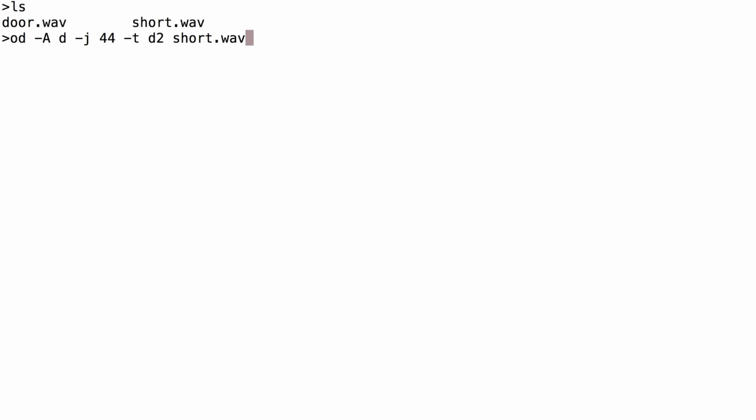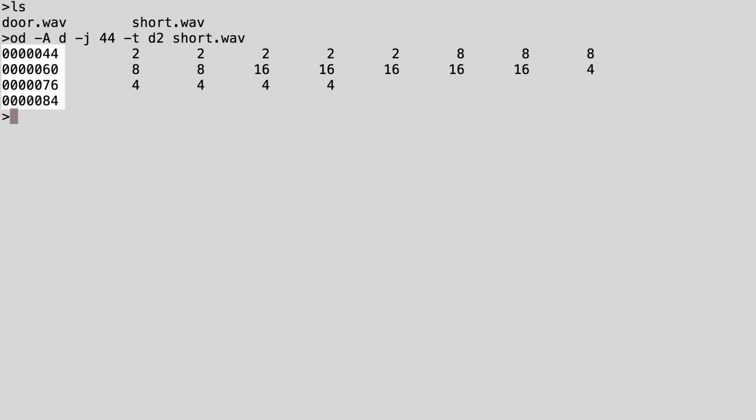Let's try it. In the leftmost column, OD provides the file position for the bytes given in that line. For example, in the first line of output, the leftmost column says 44, which means that we're starting at byte 44 of the file. The rest of that line, 2, 2, 2, 2, 2, 8, etc., are the 2-byte integers found at bytes 44, 46, 48, 52, 54, and so on. The next line is the data present starting at byte 60 in the file. The last line shows us that we end at byte 84, which means that the entire file is 84 bytes.